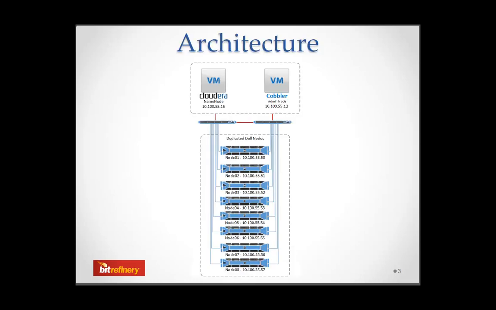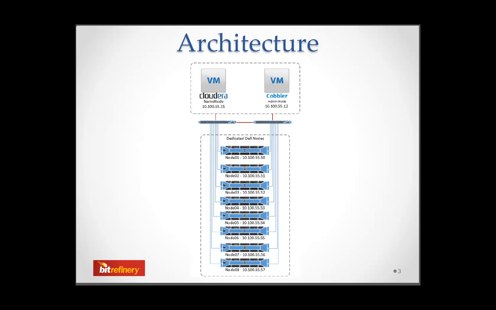So let's go over our architecture here. As I mentioned before, the name node is going to be in our fully redundant VMware environment. That's where you want your name node. That's one of the most important servers in your cluster. And over here we have another VM that's going to be running Cobbler. It's just a small, 1 gig memory VM that's just going to run Cobbler.